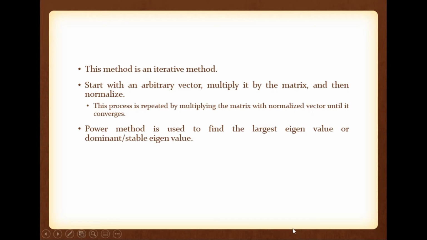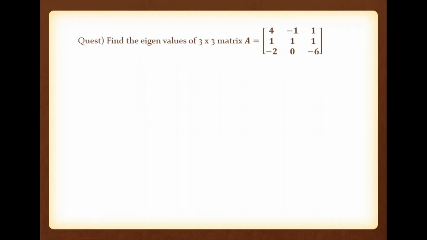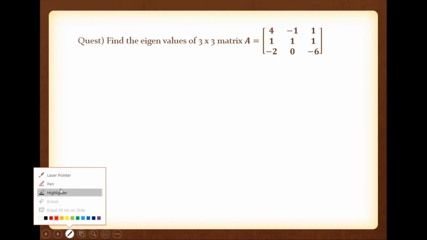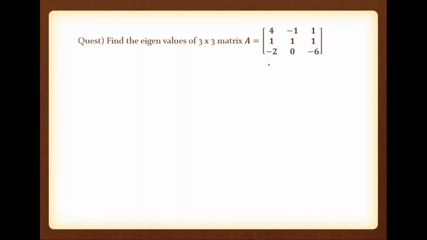So, we can start with an example. Through example, we can explain power method. Find the eigenvalues of the 3 by 3 matrix A equal to 4 minus 1 1, 1 1 minus 2, 0 minus 6. We can start with any initial vector except 0 0 0. Don't take 0 0 0. You can take any other vector. The better thing is take V equal to 1 1 1.